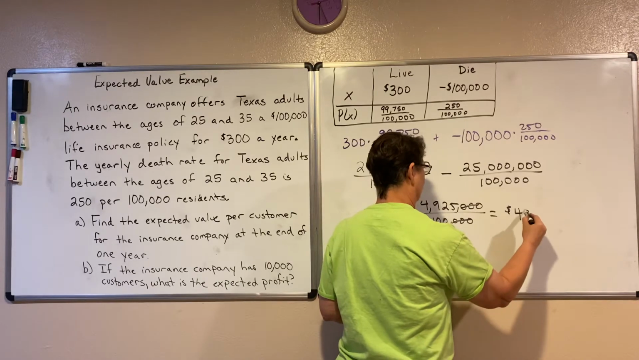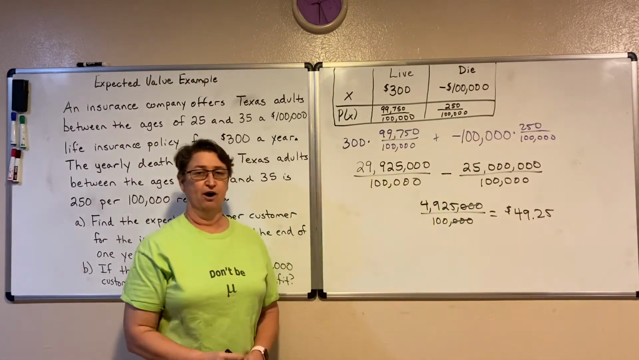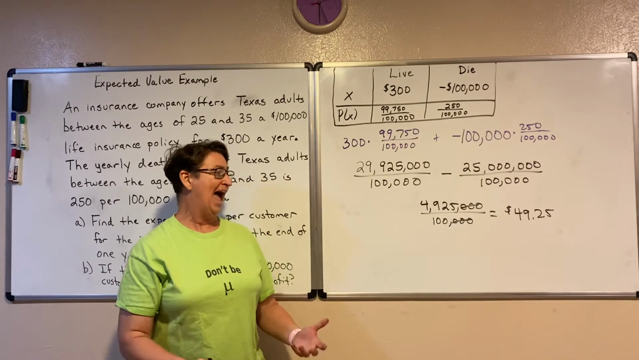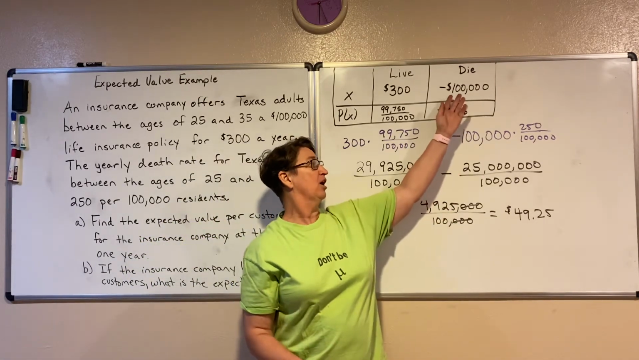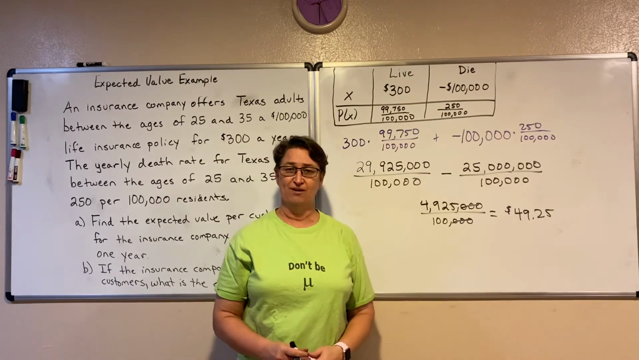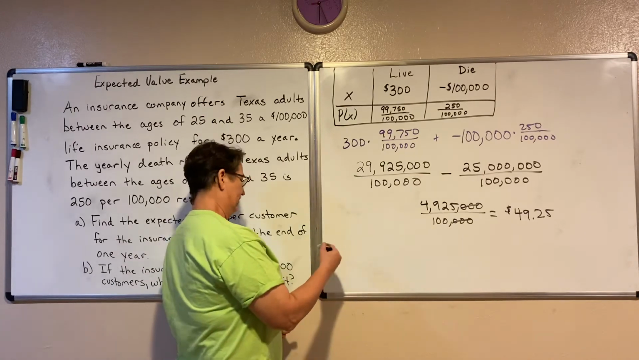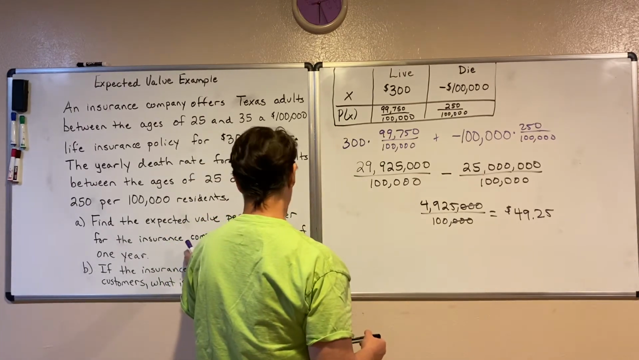Each customer, the insurance company is making $49.25 off of. So on average, they may have to pay out some, they may make some, but on average, they're making $49.25 off of each of their customers. Now, that answers my part A.